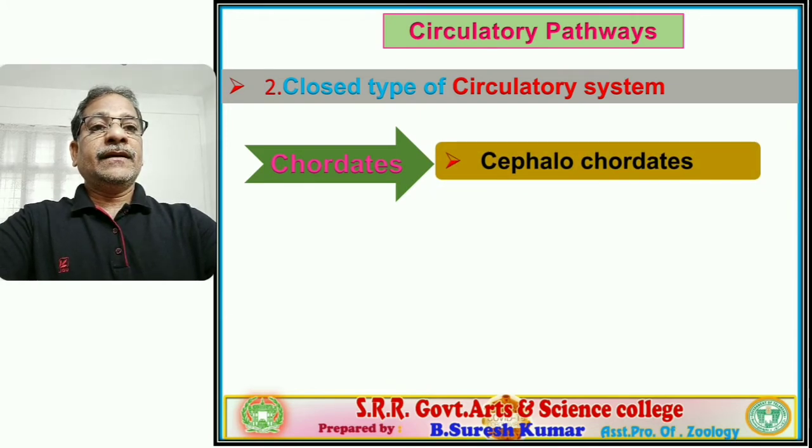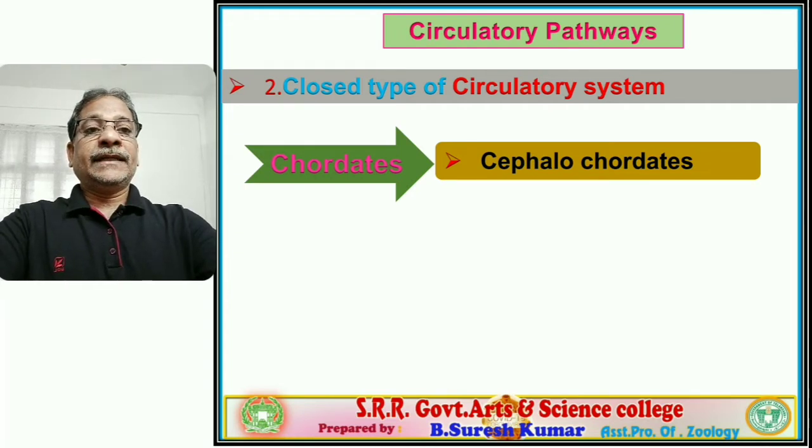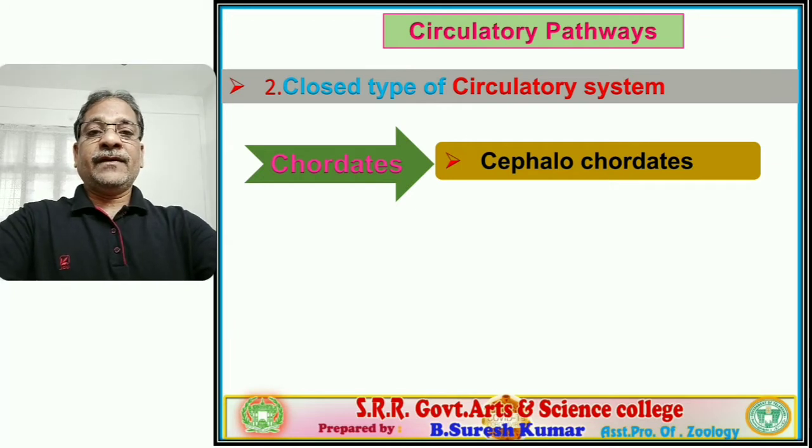Next, let us see the closed type of circulatory system present in chordates. So in chordates, first the protochordates are there. In protochordates, urochordates, the open type of circulatory system is present, but the subsequent group is cephalochordate.